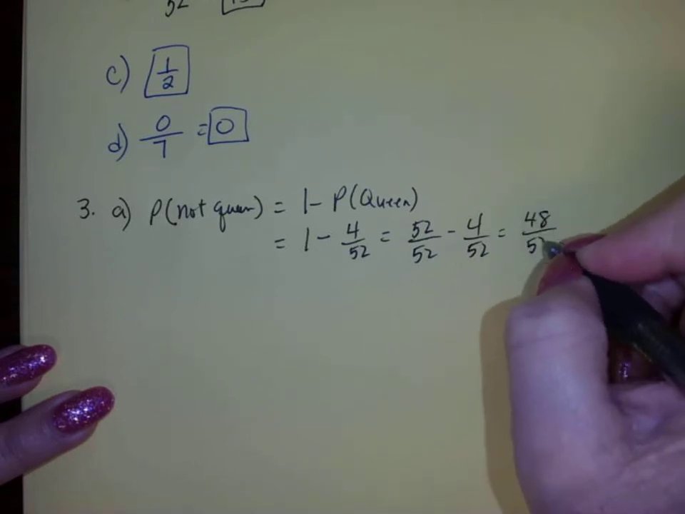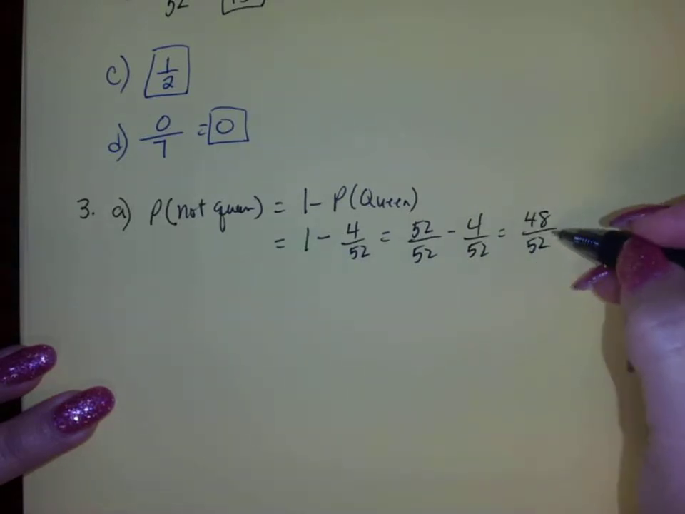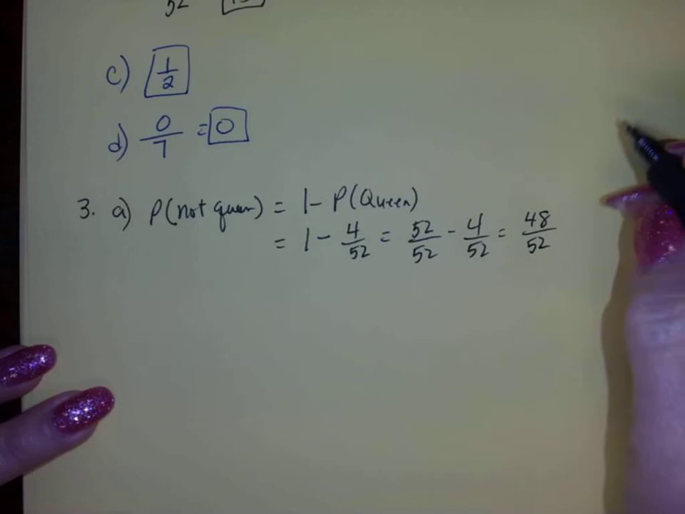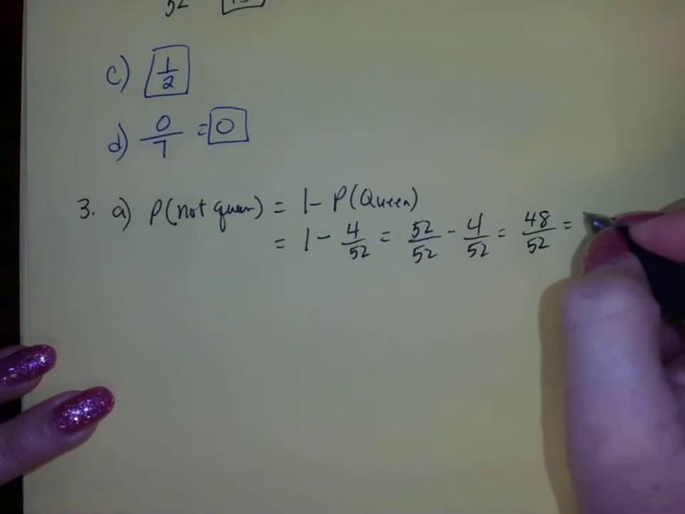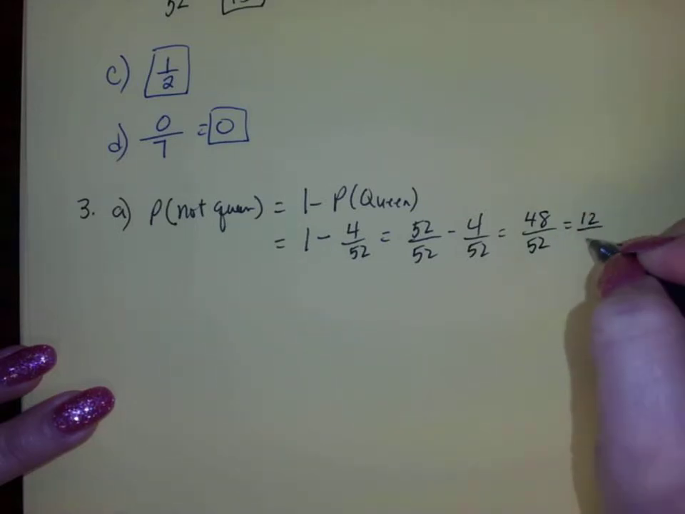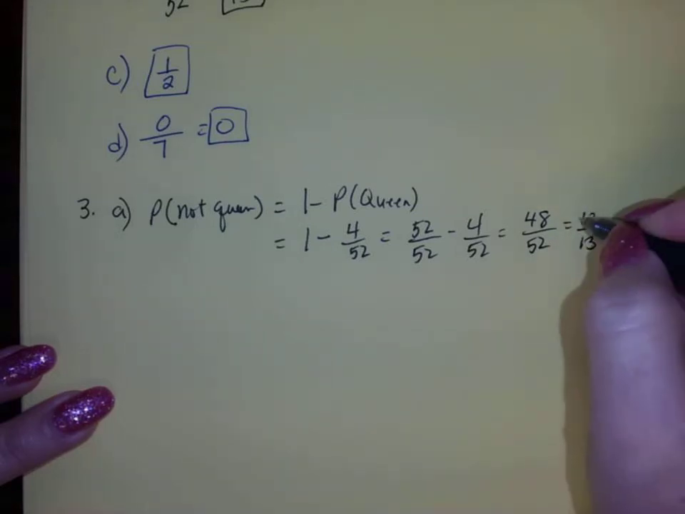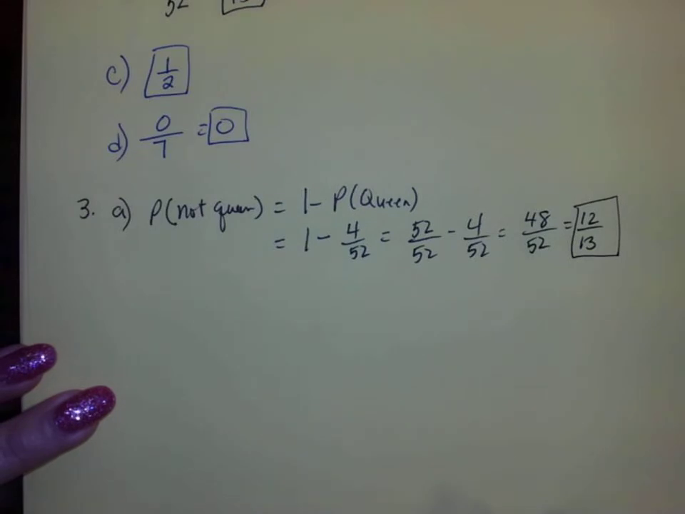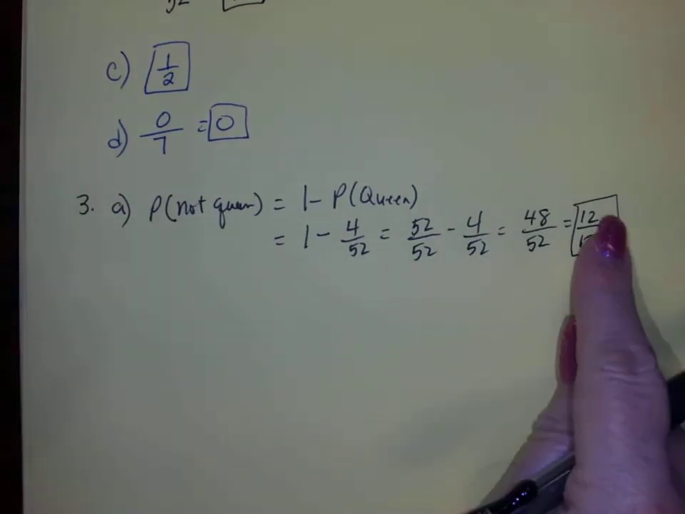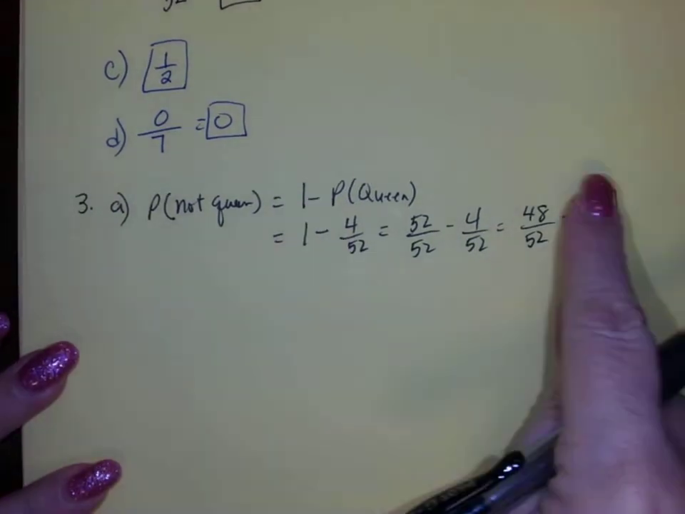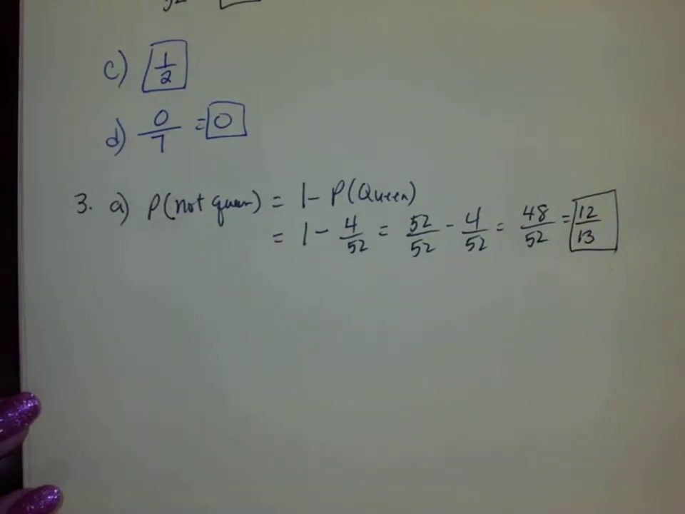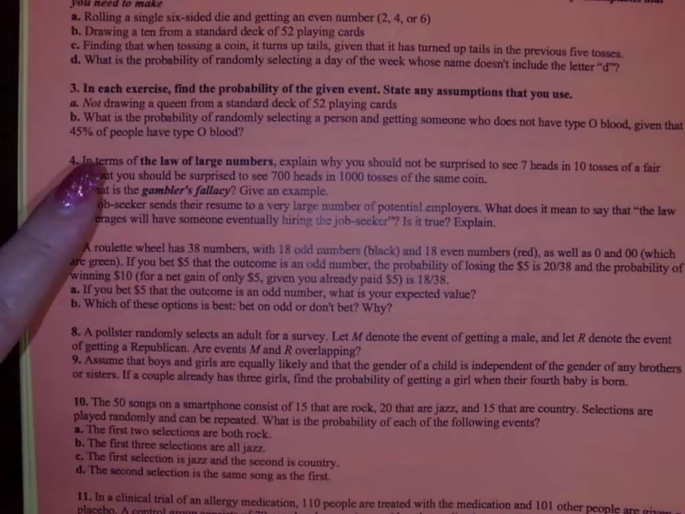48 out of 52. They both divide by 4. 48 divided by 4 will get us 12, and 52 divided by 4 will get us 13. So the probability is 12 out of 13 of not getting a queen. All right, part B.